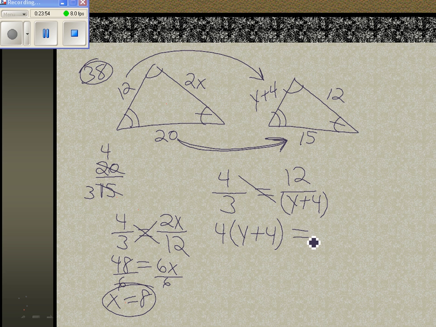equals, multiply the means. What's 3 times 12? 36. Distribute here. 4y plus 16 equals 36. Subtract 16.